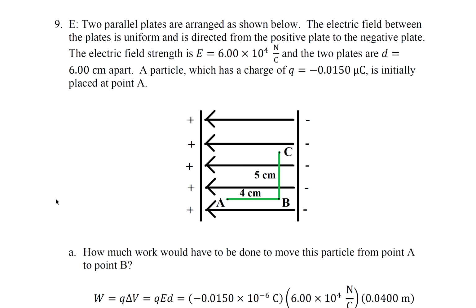Question 9. Two parallel plates are arranged as shown below. The electric field between the plates is uniform and is directed from the positive plate to the negative plate. The electric field strength is 6 times 10 to the 4 newtons per coulomb, and the two plates are 6 centimeters apart. A particle which has a charge of negative 0.0150 microcoulombs is initially placed at point A. So if you have a negative charge at point A, it's going to accelerate towards the plate.